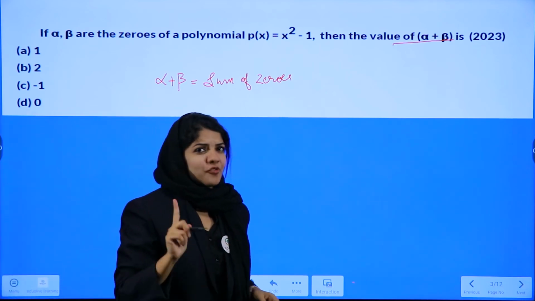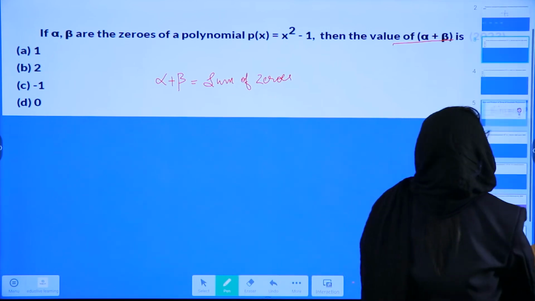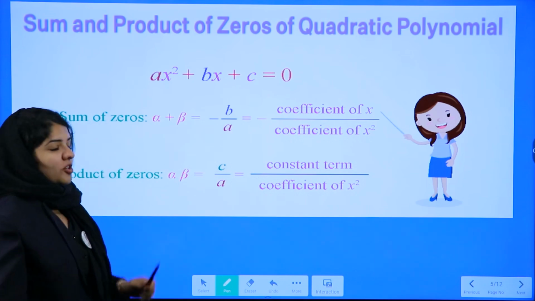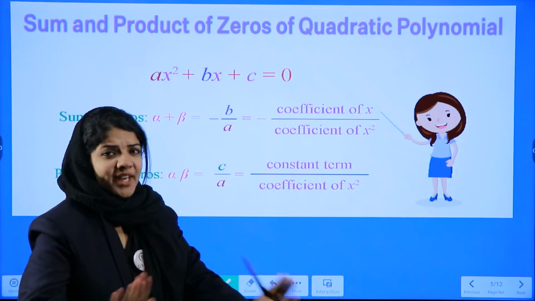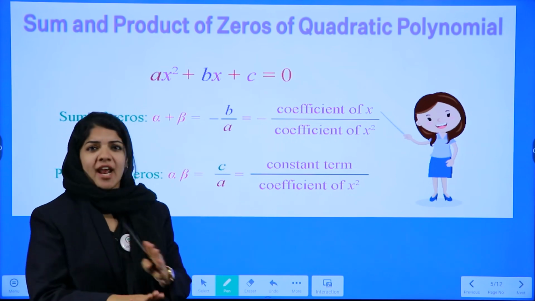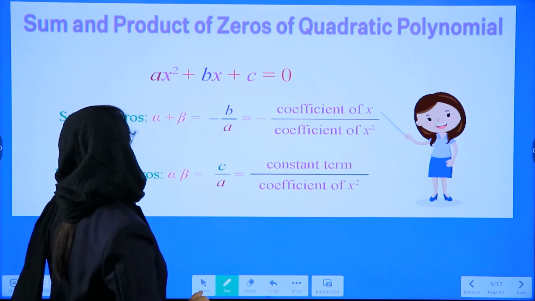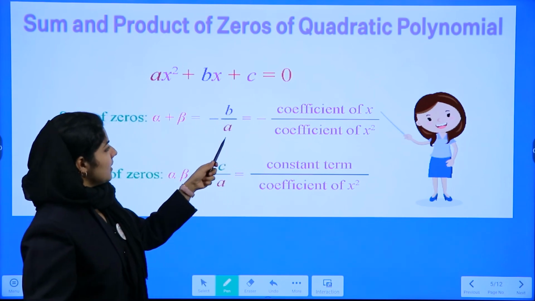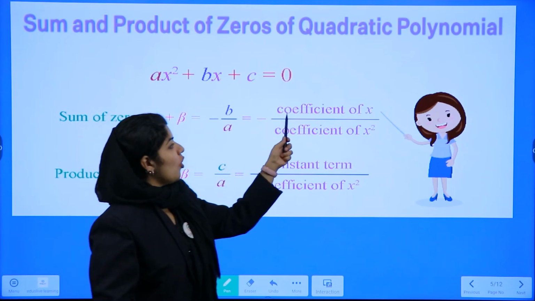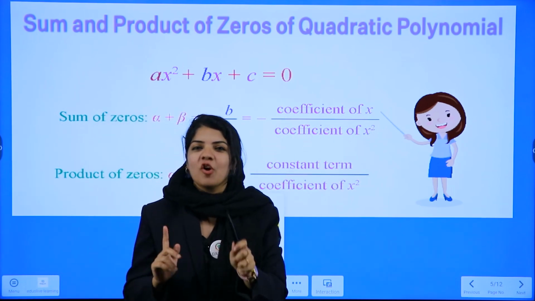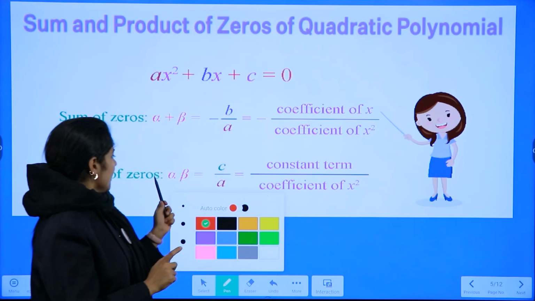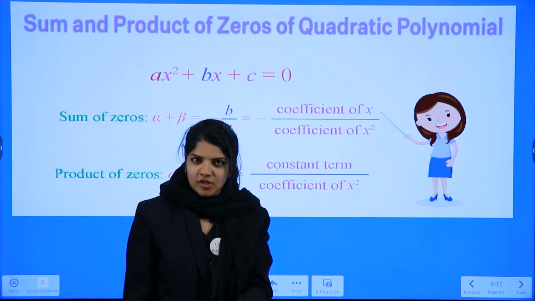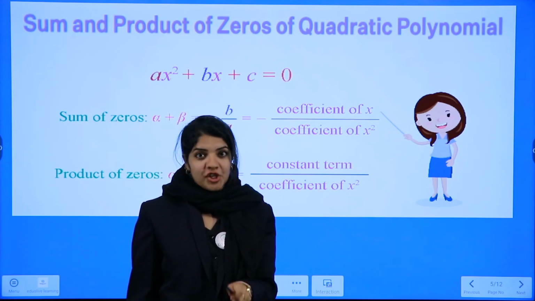And what is the formula to find the sum of the zeros? We have discussed it already. You need to learn by heart these formulas for sum and product of the zeros. These formulas are very important. If you study these two formulas, you can answer all the questions from this chapter. Sum of zeros is given by minus b by a, where b stands for the coefficient of x and a is the coefficient of x square. And product of zeros is given by c by a, where c stands for the constant term and a is the coefficient of x square.